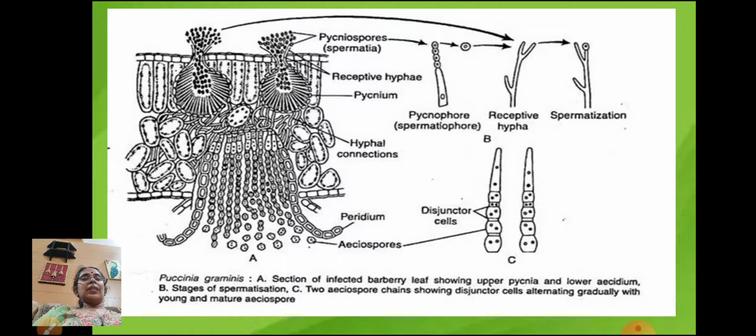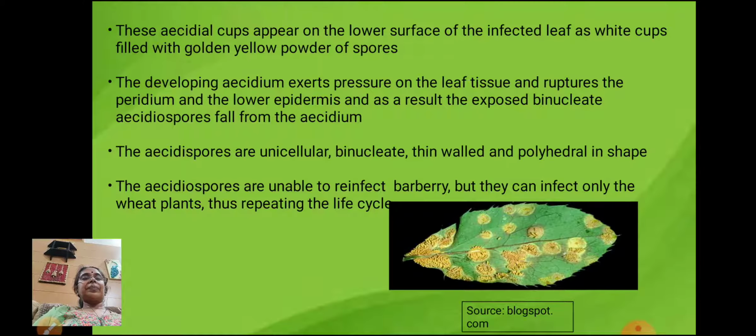You can see this diagram also with the pycniospores, the pycnidium just above the upper surface, and the Aecidium in the lower surface. These Aecidial cups appear on the lower surface of the infected leaf as white cups filled with the golden yellow powder of the spores. The developing Aecidium exerts pressure on the leaf tissue and ruptures the peridium and the lower epidermis, and as a result the exposed binucleate aeciospores fall from the Aecidium.